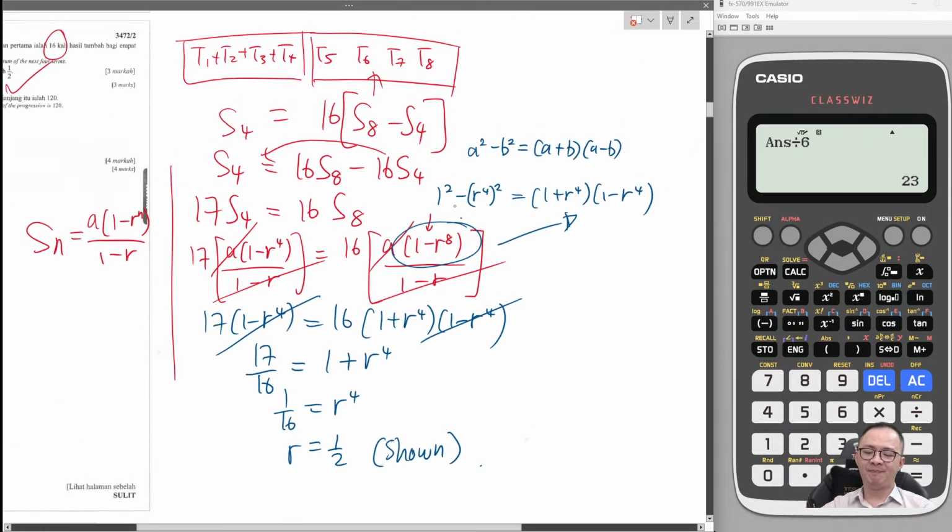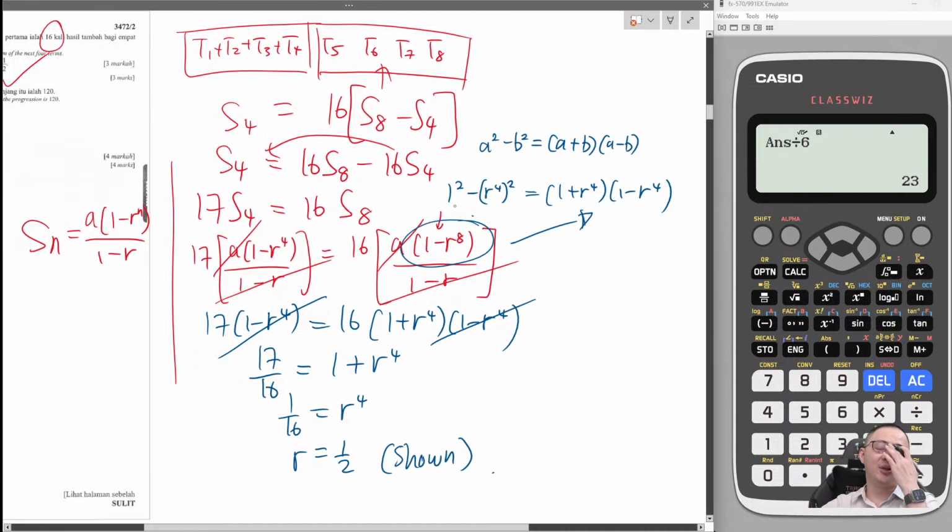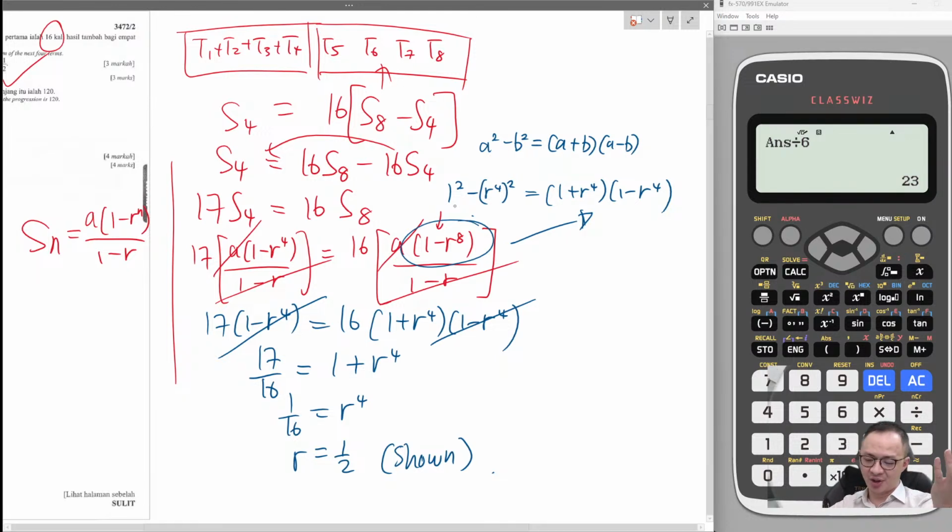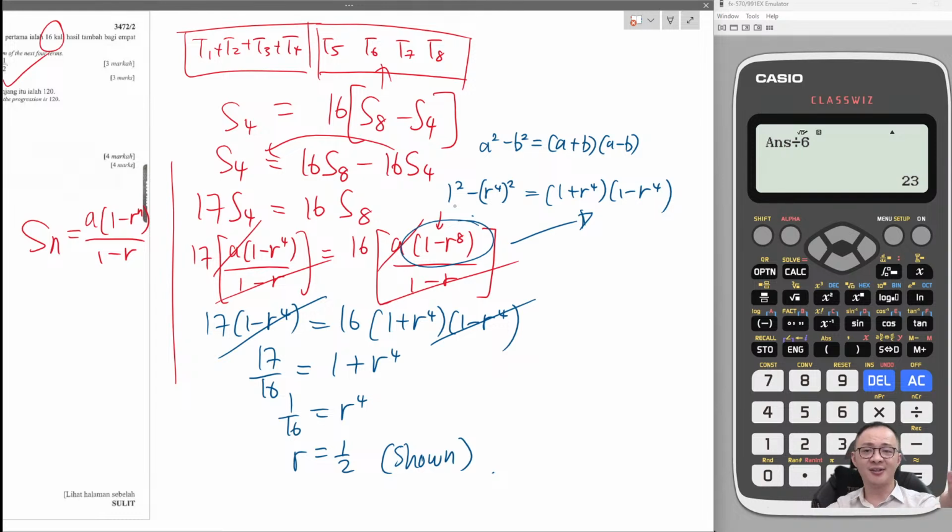Okay, this one I would say you will need a bit of deep understanding of progressions, and then you must be good in algebra. If not, you will suffer quite a bit to get a final answer.